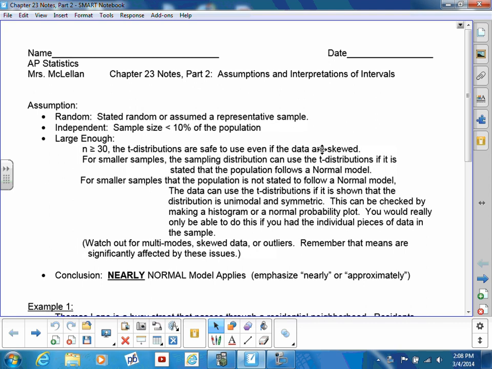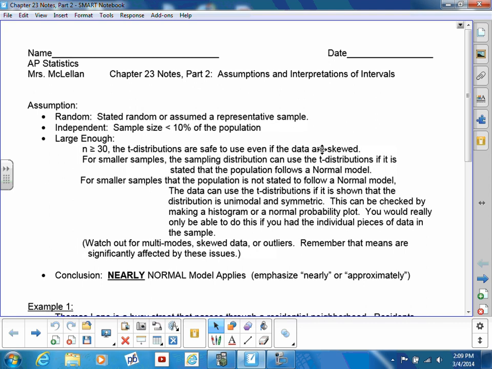Now, the question is, why do we have to use t-distributions instead of getting to use the perfect normal curve? Why can we not just say, oh, it's perfectly normal, yay? It has to do with it being a sample issue.